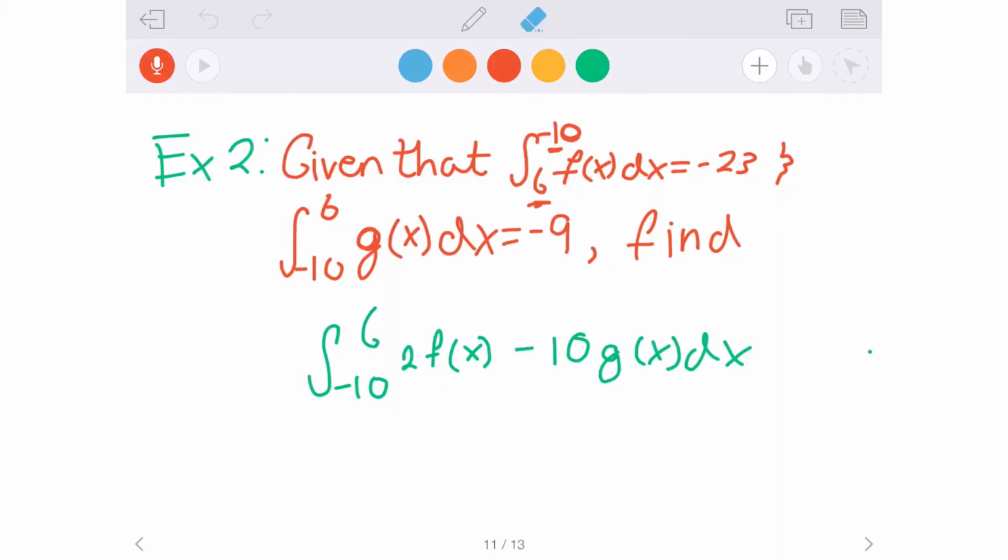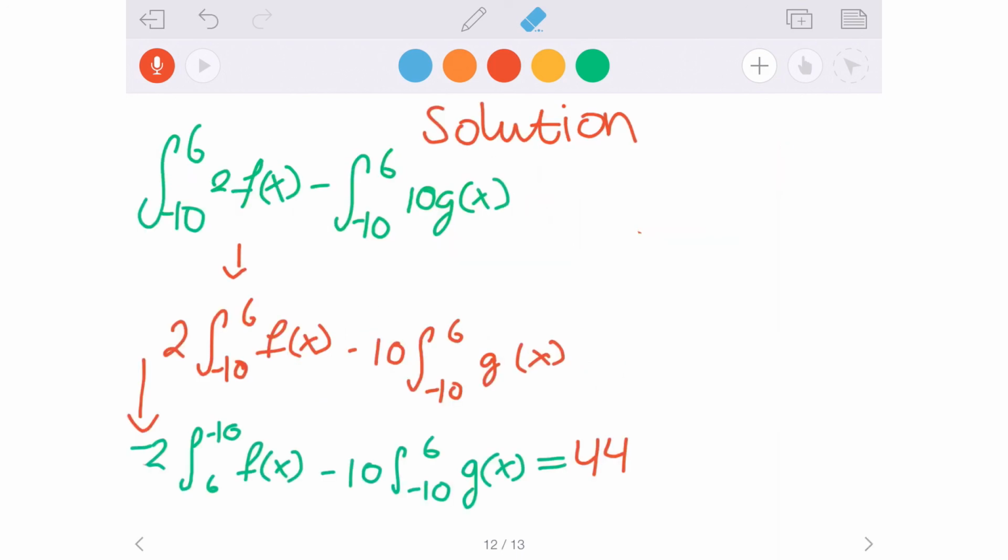All right, so let's go over our last example. Given that the integral from 6 to negative 10 of f of x dx is equal to negative 23, and the integral from negative 10 to 6 of g of x dx is equal to negative 9, find the integral from negative 10 to 6 of 2 times f of x minus 10 times g of x dx. So pause the video and try to solve it. All right, so here's the solution.